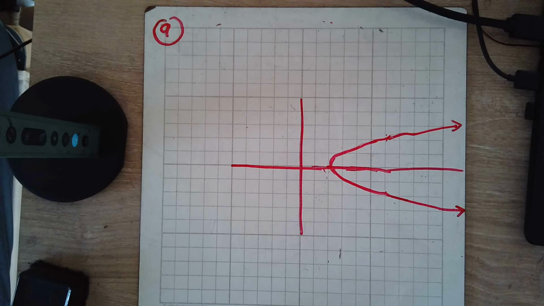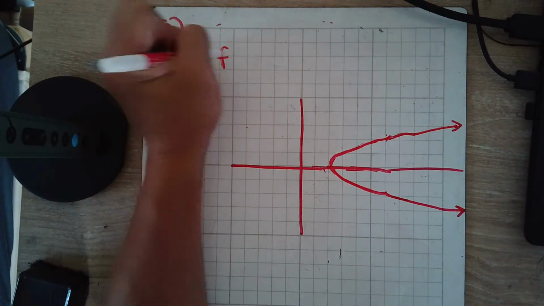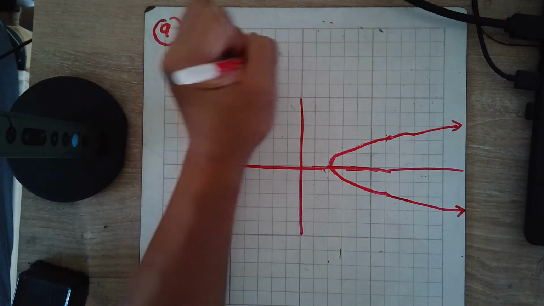All right, so number 9, they tell us what our output is. So they tell us f of x is equal to 3.